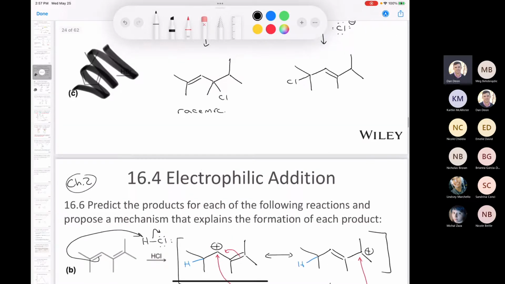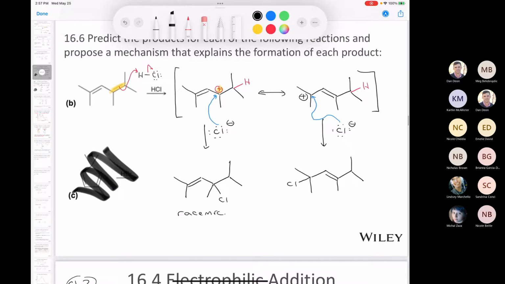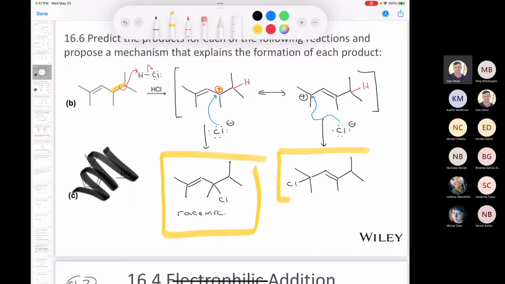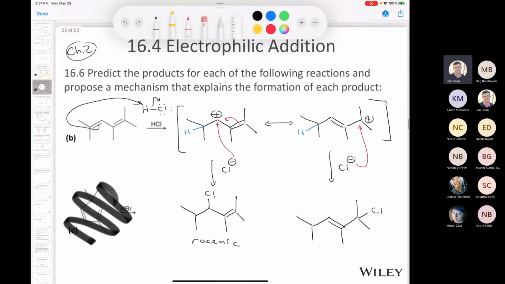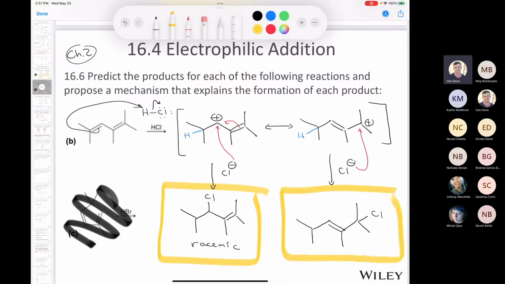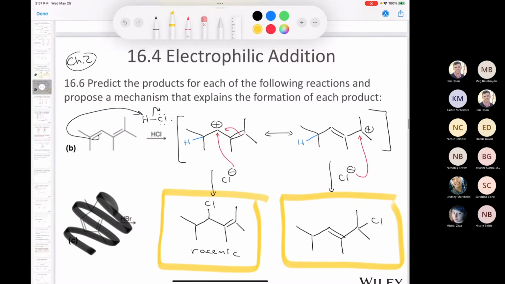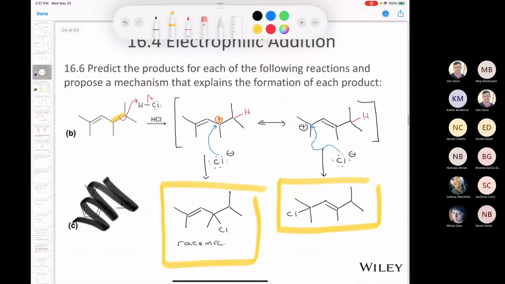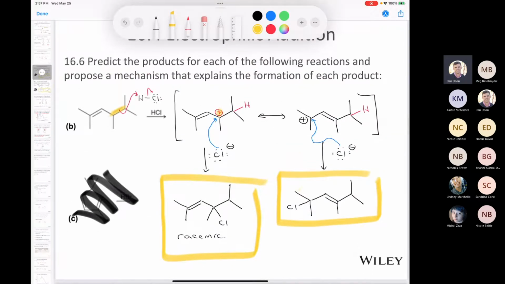Let's go back. You end up with this product, which is a racemic mixture. This one, which is not racemic because this is not a chiral center. Then if you add across the other double bond to make the other allylic carbocation, you end up with this compound and this compound. So if you're wondering, Mr. Dion, would you make a total of 6 compounds, 2 racemates and 2 compounds that don't have a chiral center? The answer is yes. You end up with that many compounds. 2 1,2 adducts and 2 1,4 adducts in this case.